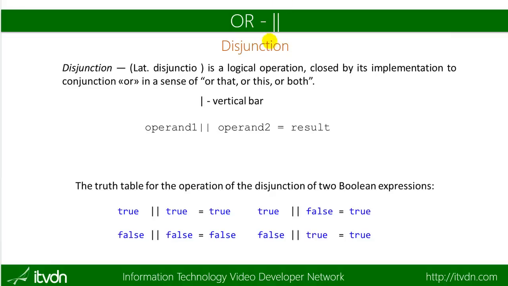Now, move to the next one. Disjunction OR. We have 2 vertical bars. Argument 1 or argument 2 is equal to our result, which means argument 1 or argument 2: true, true, true; false, false, false; true, false, true; false, true, true. So either this or this, either this or this. In conjunction, both of them must be true for you to get true. But in disjunction, one of them is enough to give you a true answer.